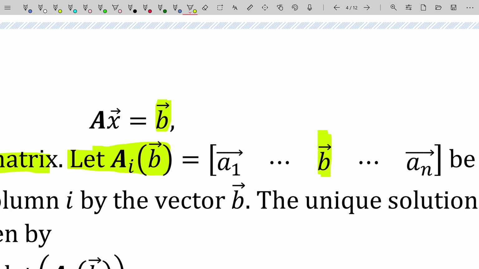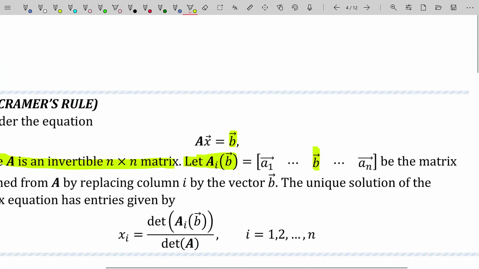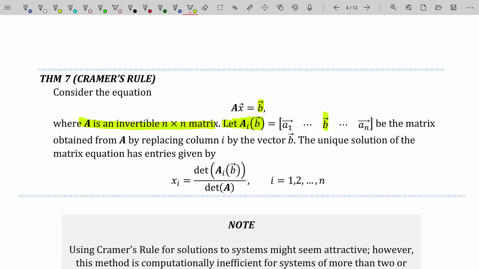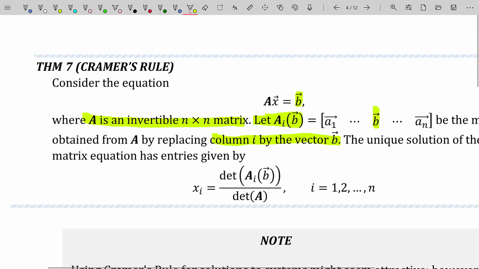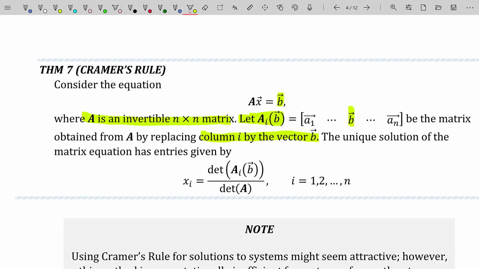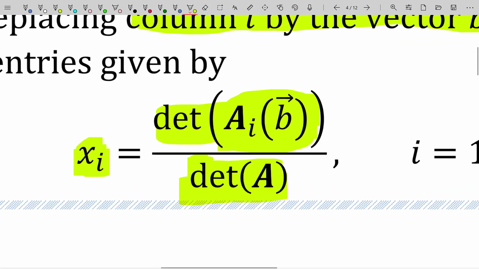And you might think to yourself, okay, that's weird. Why would you do that? Well, let A sub i of B be the matrix obtained from A by replacing column i with the vector B. The unique solution of the matrix equation, and remember, because A is invertible, that matrix equation totally has a unique solution, has entries given by the following. And you would do that for every entry in the vector X. So if you have 10 entries, you would have 10 of these computations.